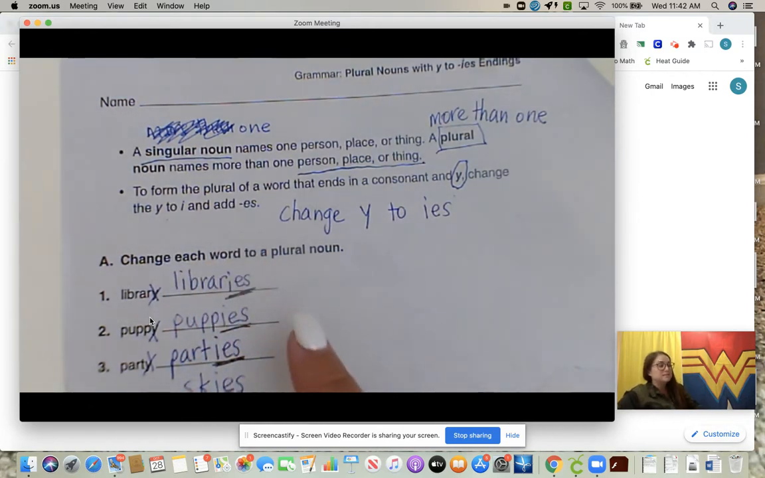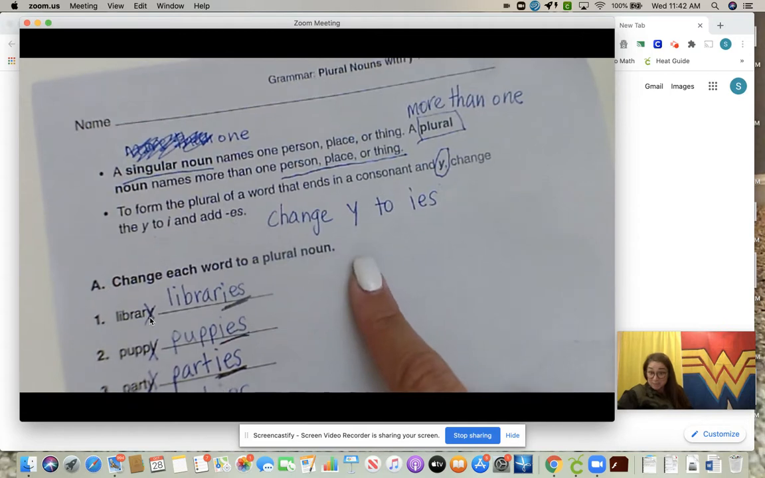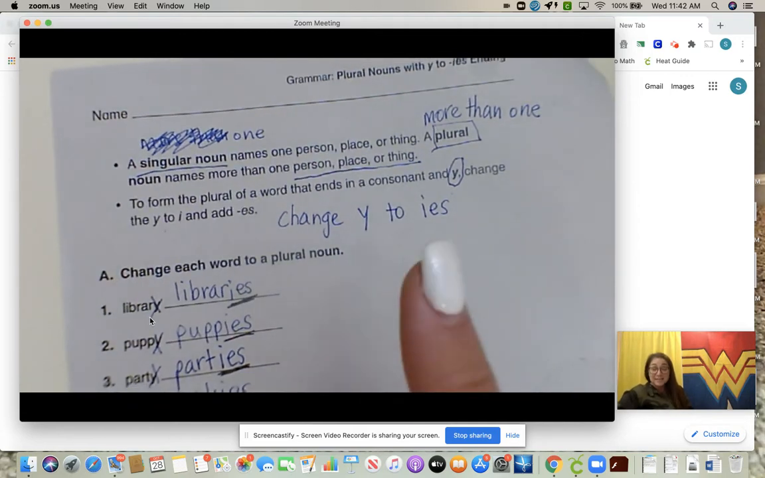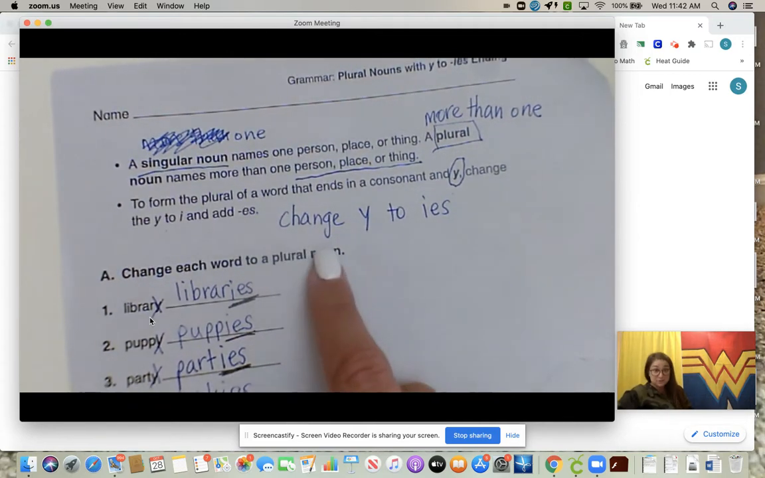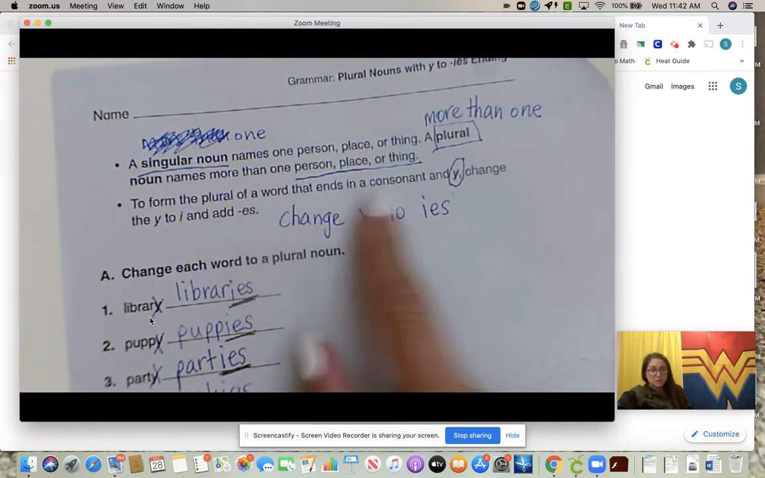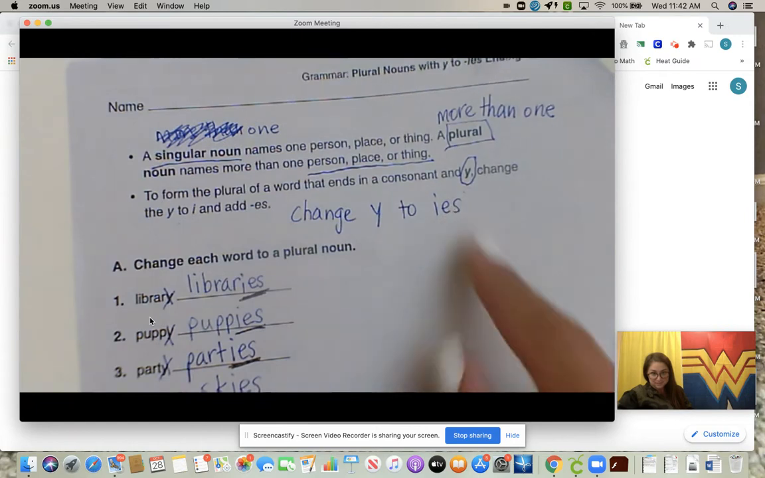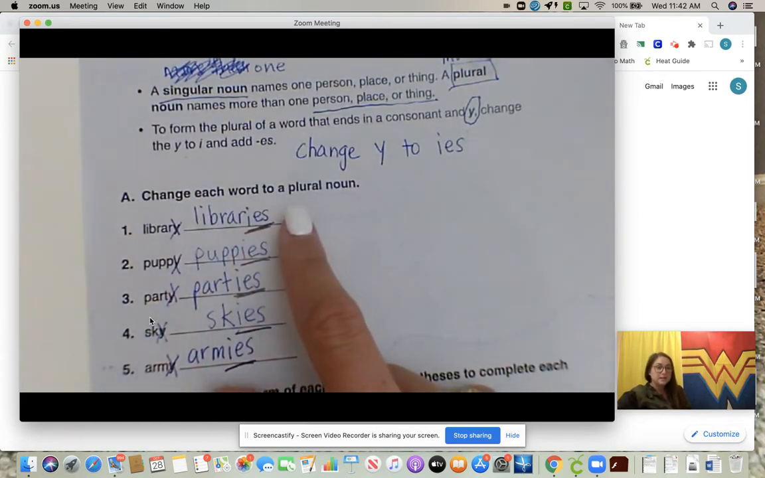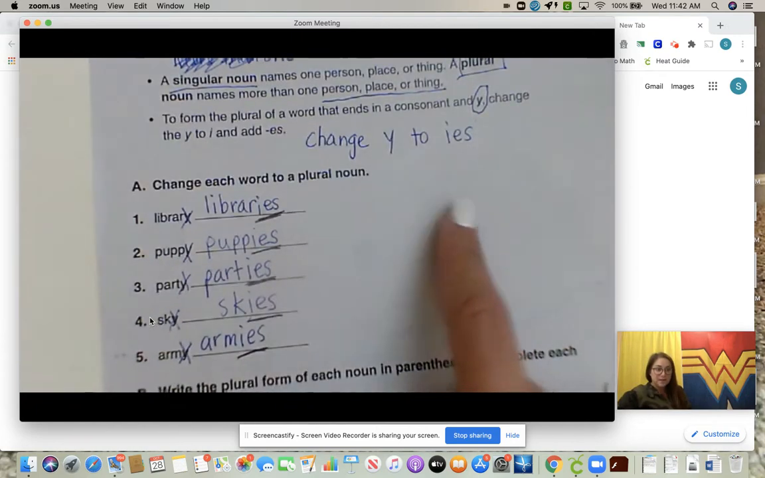Well, what is easier to remember is, okay, when you see a noun, person, place, or thing, there's a Y at the end, but you want to make it plural, just get rid of the Y and add IES. So we did change each word to a plural noun.